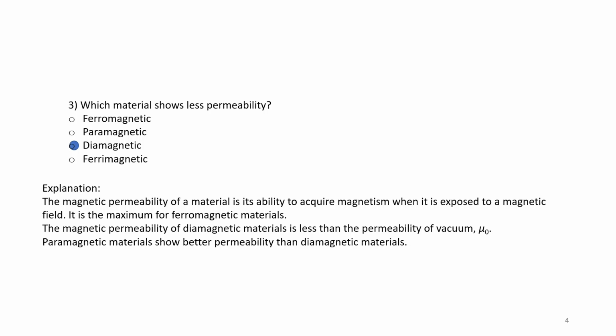Next question is which material shows less permeability? Your options are ferromagnetic, paramagnetic, diamagnetic and ferrimagnetic. So the correct answer will be diamagnetic. The magnetic permeability of a material is its ability to acquire magnetism when it is exposed to a magnetic field, and it is the maximum for ferromagnetic materials. The magnetic permeability of diamagnetic material is less than the permeability of vacuum, which is mu naught. The paramagnetic materials show better permeability compared to diamagnetic materials.